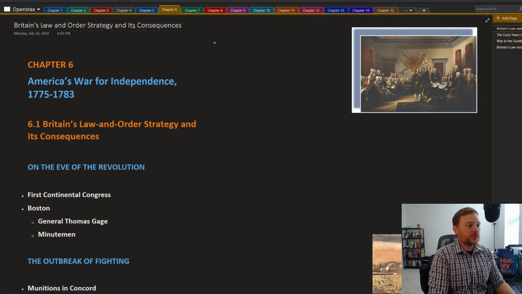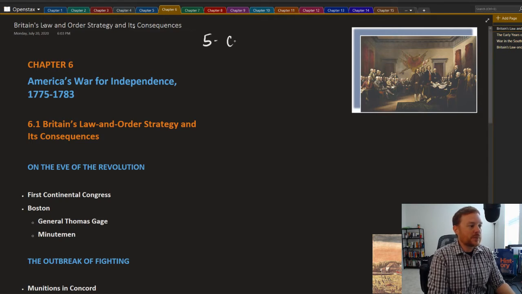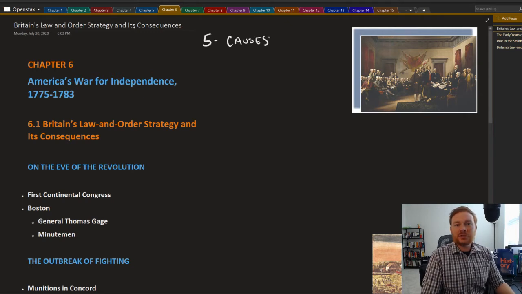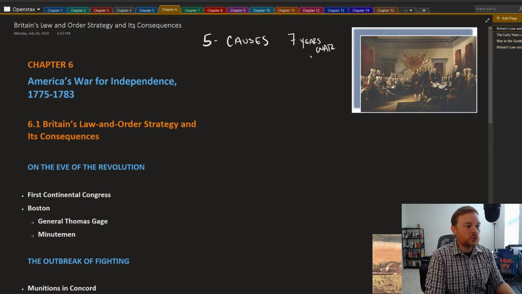So just to recap real quickly, Chapter 5 was more or less about the causes of the conflict between the 13 colonies and Great Britain, and we can just sort of list some important events that occurred. Recall it was the Seven Years' War that left Great Britain with a huge war debt. This led to the passage of the Stamp Act, which was designed to raise revenue. The colonists met, protested, got it repealed.